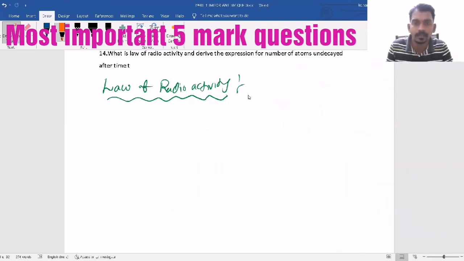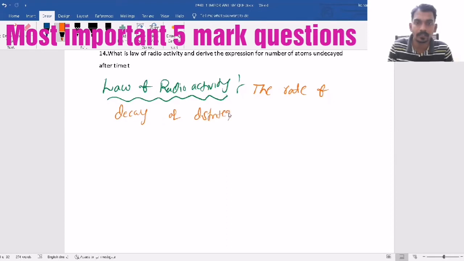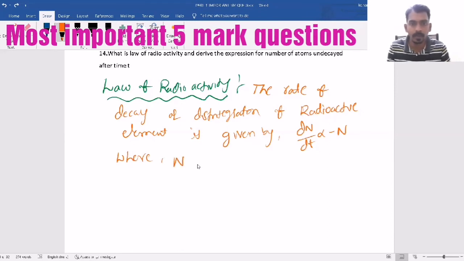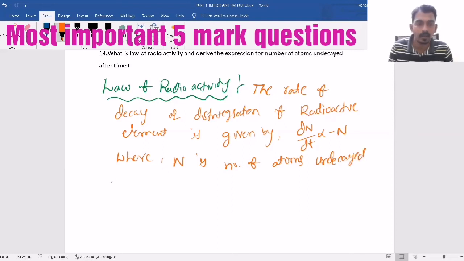Now, when we consider any radioactive element, the rate of decay or disintegration of the radioactive element is given by dN by dt is proportional to minus N, where capital N is the number of atoms undecayed after a time t.